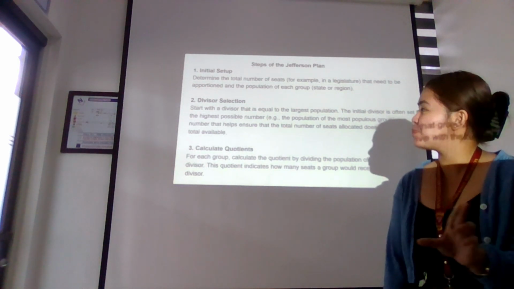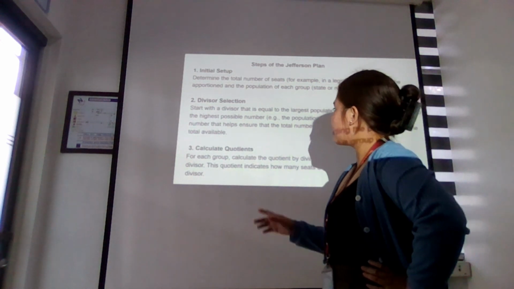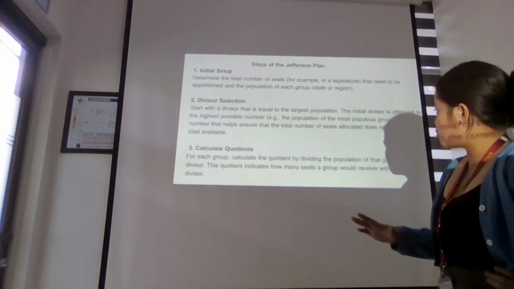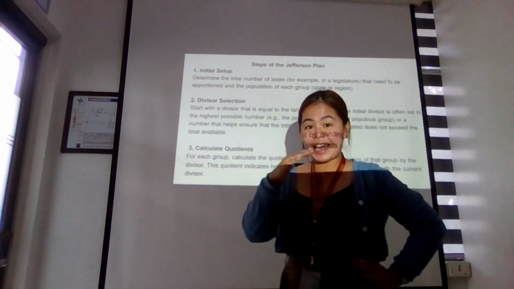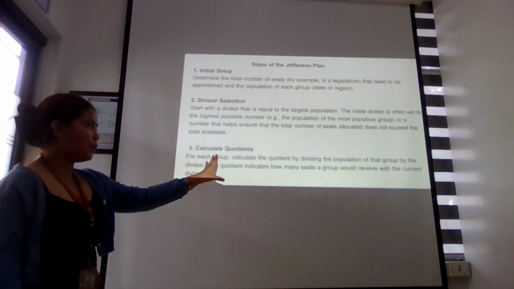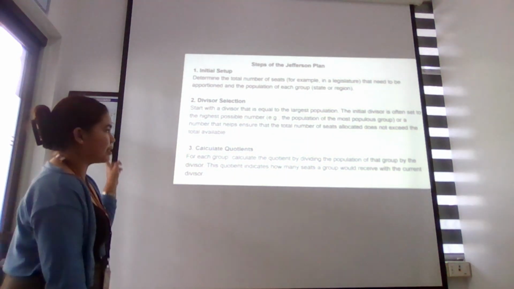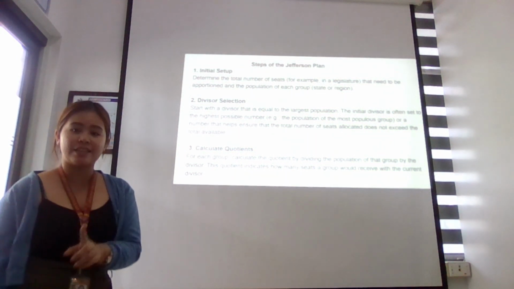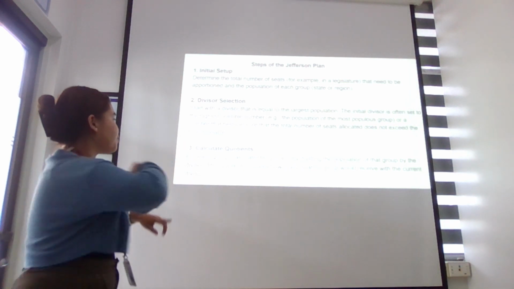So the next step is the divisor selection. Start with a divisor that is equal to the largest population. The initial divisor is often set to the highest possible number, such as the population of the most populous group, or a number that helps ensure that the total number of seats allocated does not exceed the total available.